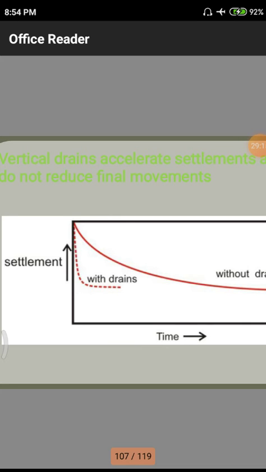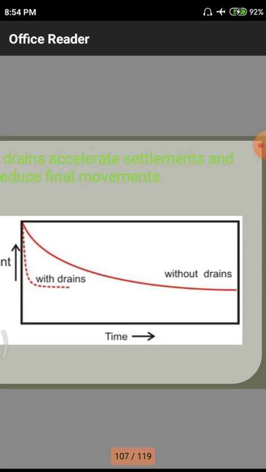It is the settlement without drains and with drains. You need to observe with respect to time. With drains, there is a proper amount of settlement up to a point. After that there is no settlement. Without drains there will be a gradual settlement, that means settlement is going on, with no improvement. But in case of with drains there will be a gradual and sudden improvement. After that there will be no improvement.